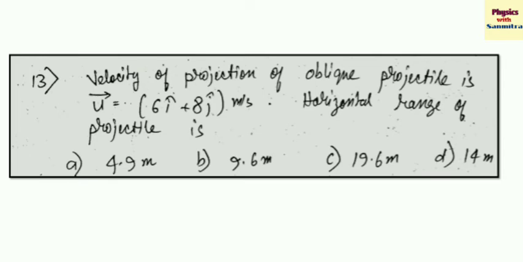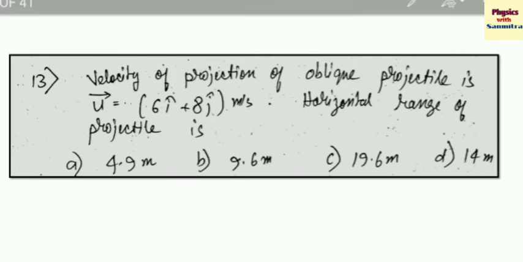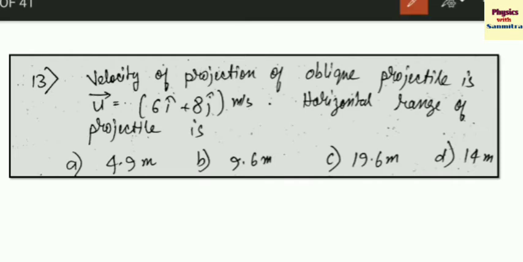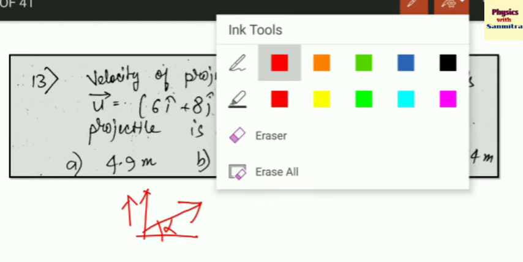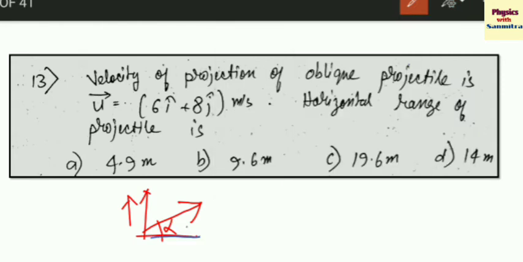The velocity of projection of an oblique projectile is u vector is equal to 6 i cap plus 8 j cap meter per second. The horizontal range of the projectile is? See, what does it mean by oblique projectile? The projectile is not launched straight up in the air. It has been launched at an angle, whose components have been given. The horizontal component is 6 i cap, that is 6 meter per second, and the vertical component is 8 meter per second. Now it is asked to find the horizontal range.